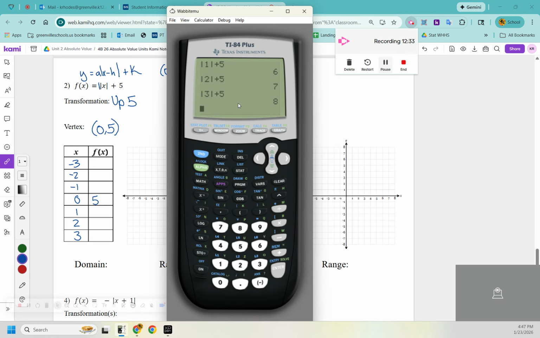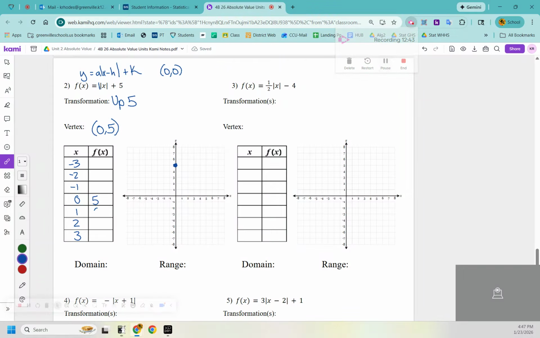So, like I was saying, you can plug in your numbers, 1 plus 5, absolute value of 1 is 1, plus 5 is 6. And it is symmetric to the vertex, so this will also be 6, 7, and 8. So 1, 6, 1, 6, 1, 7, 1, 8. Or again, the slope is 1, up 1, right 1, up 1, right 1, up 1, right 1. And then to the left, you also have those numbers.